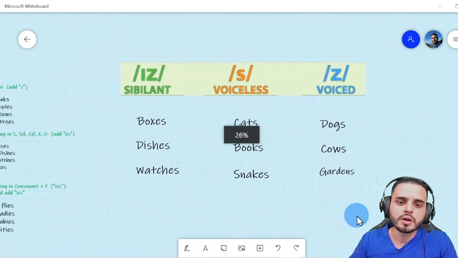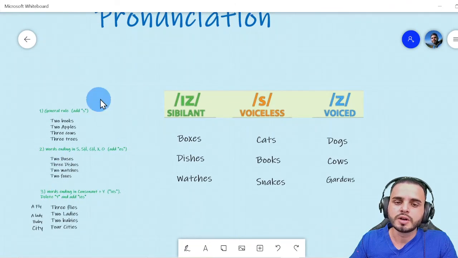And now when you think about the plural of nouns, then you're going to apply these rules depending on the last sound of the nouns.